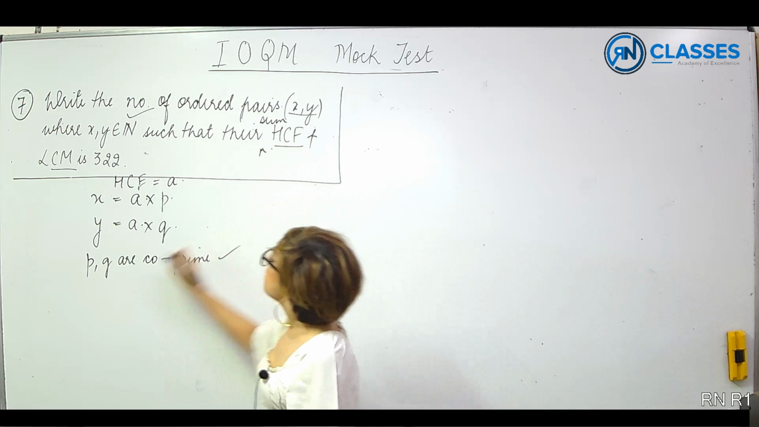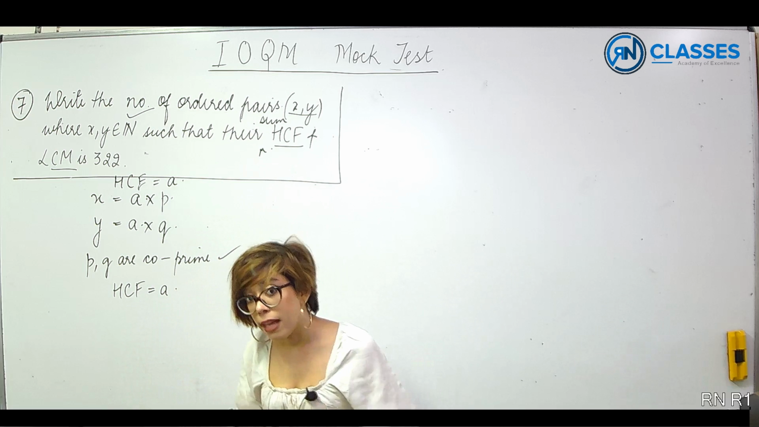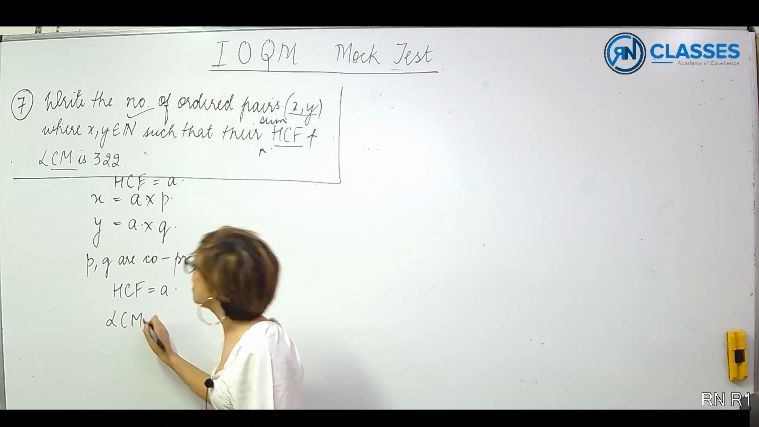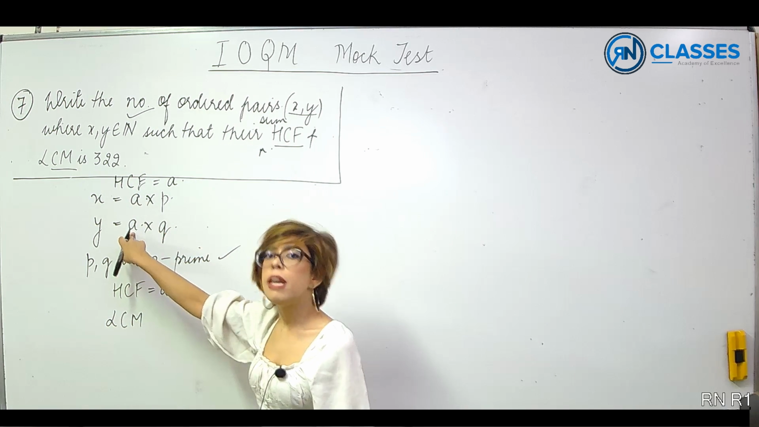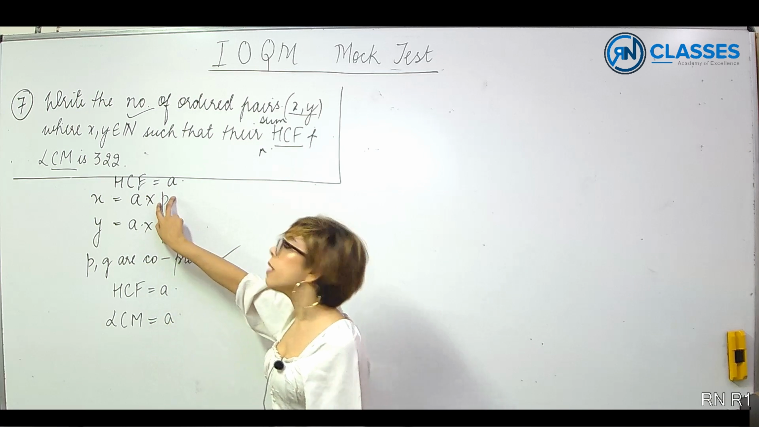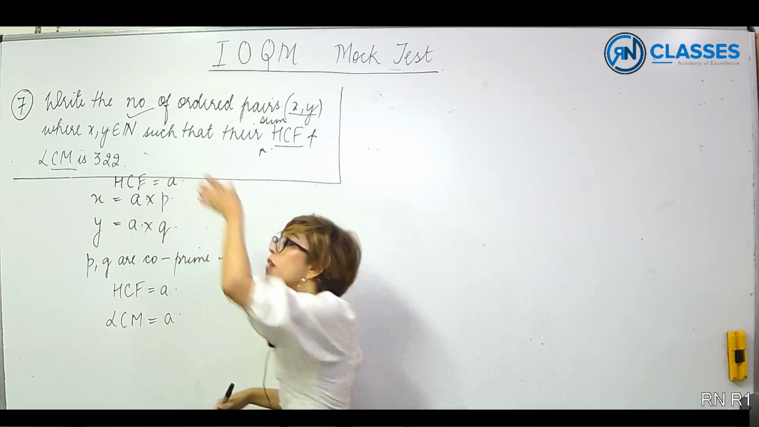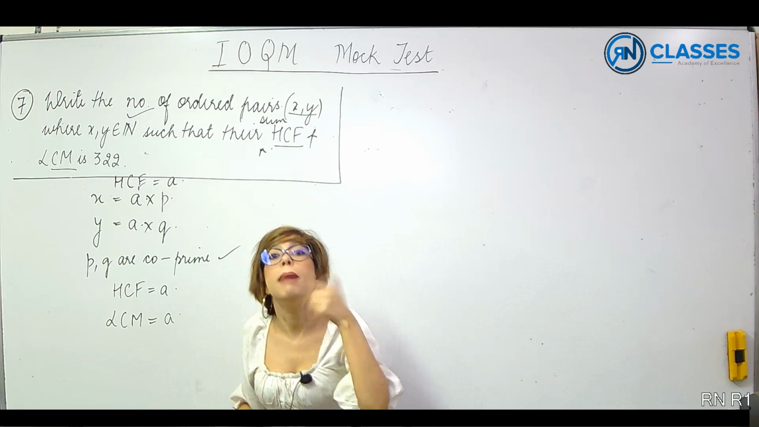Now, the sum of their HCF. HCF I know, that is A. We have taken that to be A. Now, LCM. Mind it, A is present over here, A is present over here. In LCM, A must be present. Now, P is present over here, and P is obviously not present over here. That means this entirety has to come in the lowest common multiple.